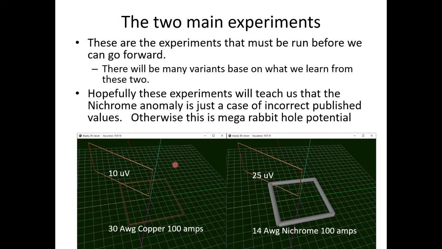Who knows? Okay, so the two main experiments that we're looking forward to are going to be marketed to everybody as the electroinertial experiment. This is how it was originally going to be done. We're going to have a pickup wire at the corner of a 30 gauge copper wire, and we're going to push 100 amps through it, pulsed, of course. So 100 amps in here is going to produce a constant 10 microvolts.